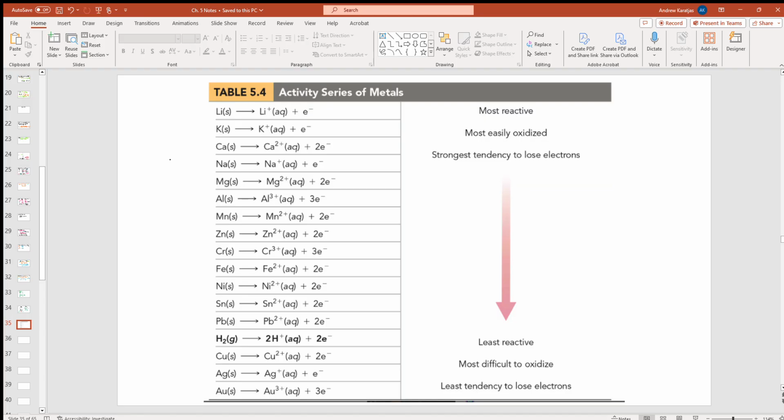As you get down to the bottom of the table, those elements, copper, silver, gold, they're the least reactive. They're the most difficult to oxidize and the least likely to lose electrons. And so you can use this table to determine in some cases whether a reaction will be able to take place or not, depending on where the element is in the activity series.